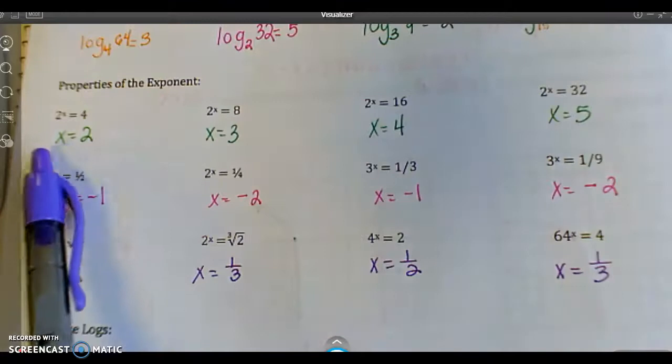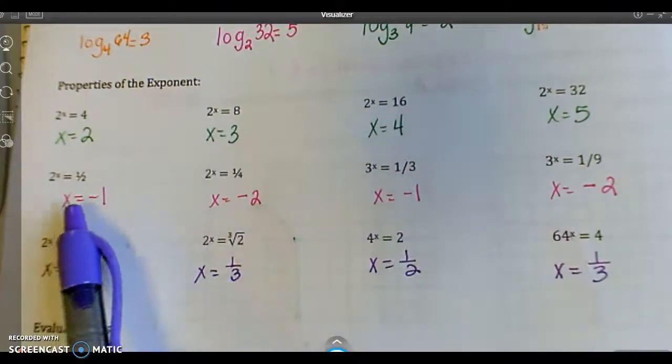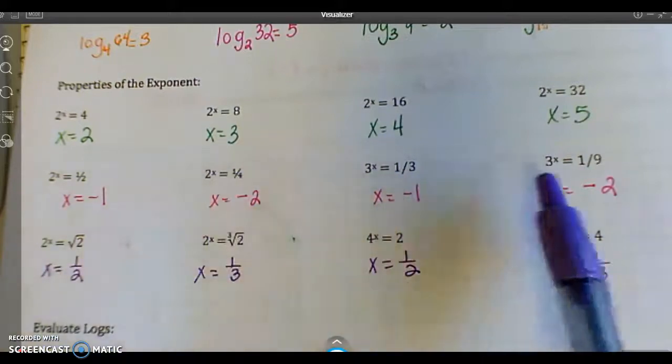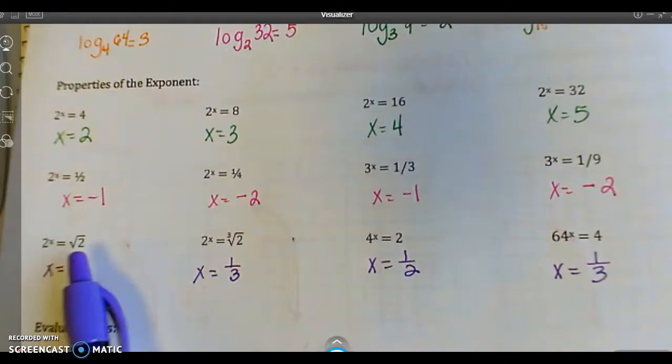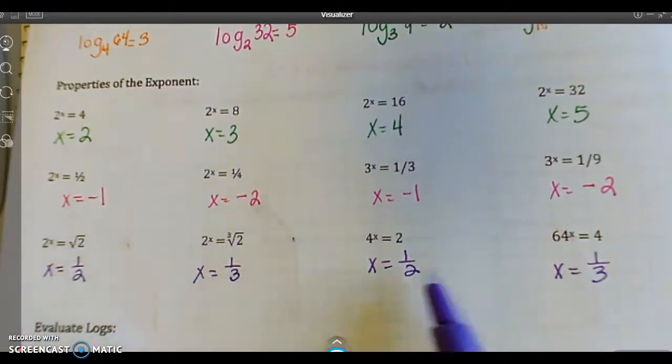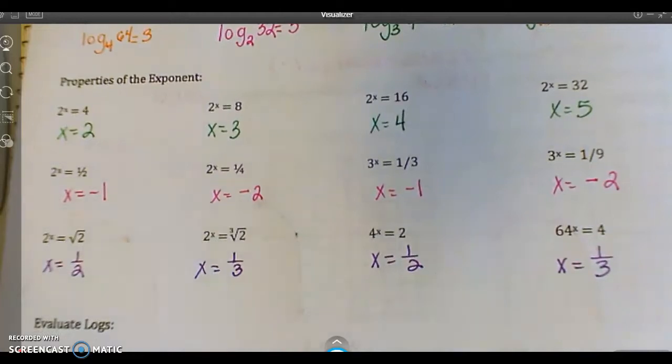So when we're raising things to powers, we can just figure out what the power is. When you end up with fractions, you'll end up with negative powers. And when you end up with roots, you'll end up with fractions. And again, it's not a big deal. I will show you that you can do all of this on Desmos, but I wanted to just show you that process.